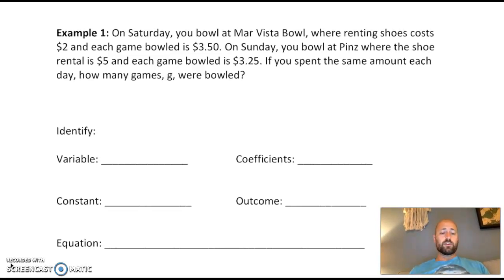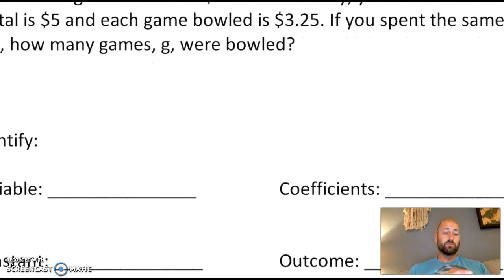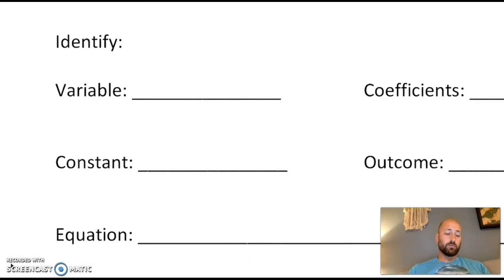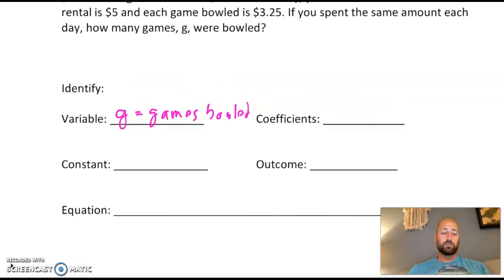So on Saturday, you bowl at Mar Vista Bowl, where renting shoes is $2 and each game is $3.50. On Sunday, you bowled at Pins, where the shoes are $5 and each game is $3.25. If you spend the same amount on each day, how many games were bowled? Well, it tells us G were games bowled, so that is our variable. We'll say G is equal to games bowled. That says bowled. I'm sorry for the handwriting.